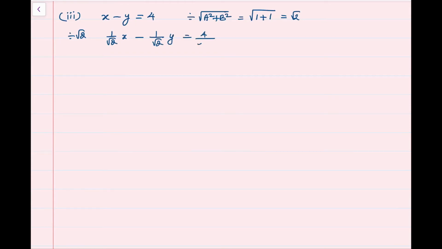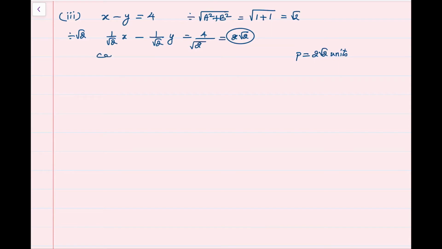Third subdivision, the equation is x minus y equal to 4. We will divide by root of a square plus b square, which is root of 1 square plus minus 1 the whole square. Divide the whole equation by root 2. 1 divided by root 2 x minus 1 divided by root 2 y is equal to 4 divided by root 2. We can simplify 4 divided by root 2, it becomes 2 root 2. P has to be a positive quantity. It is already a positive number. P is 2 root 2.